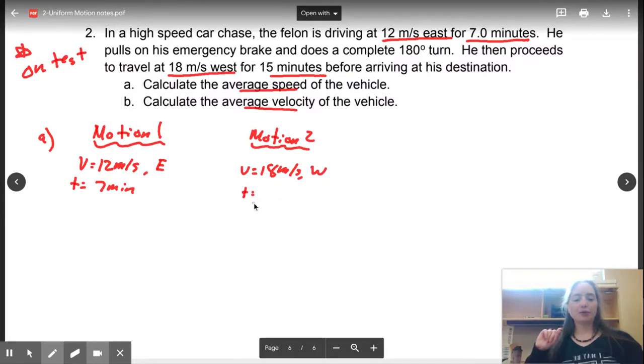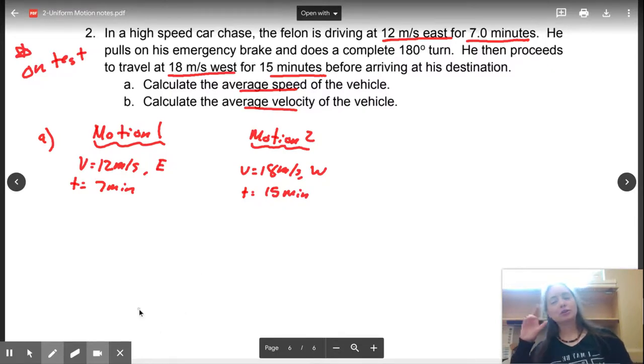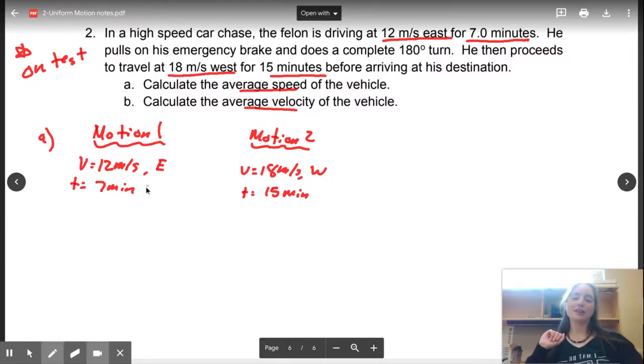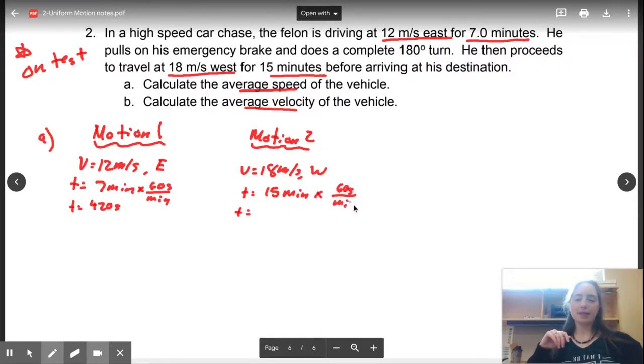And we are driving at a time of 50 minutes. Okay, so let's do some unit conversions here, because what issues are we going to have with these times? They need to be in seconds. Good. So we're going to convert this, so 60 seconds per minute is going to give us a time of 420 seconds. We multiply this by 60 seconds per minute. Minutes cancel, and we wind up with 900 seconds.